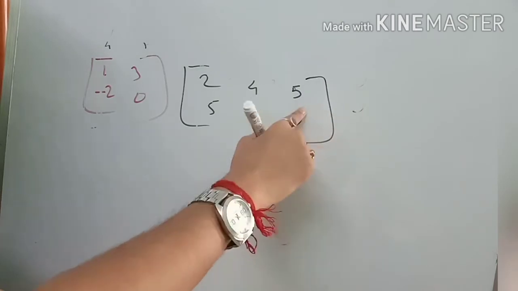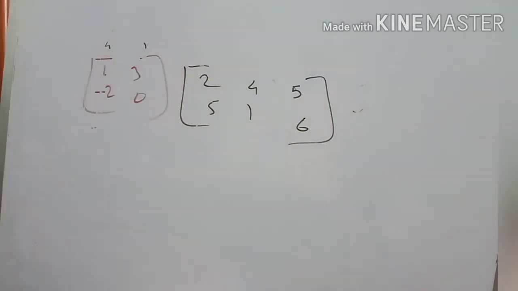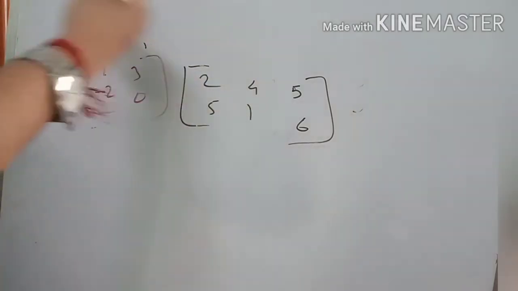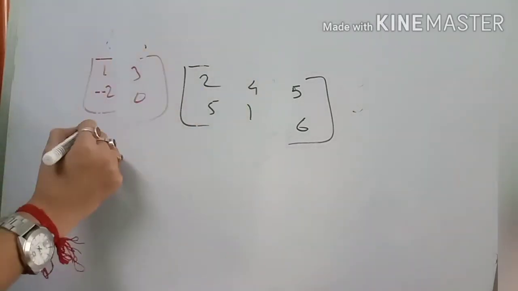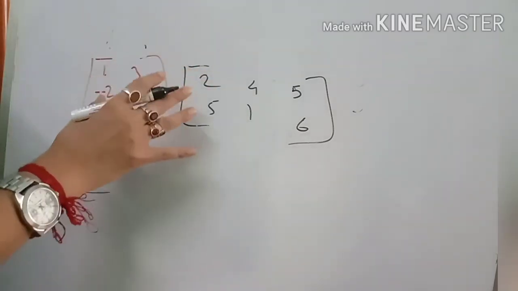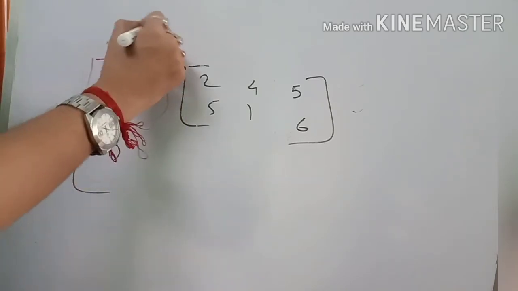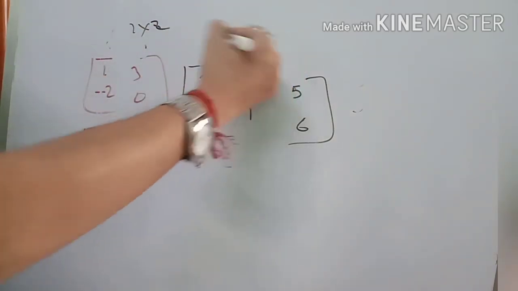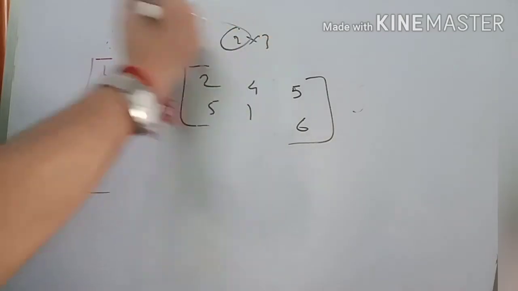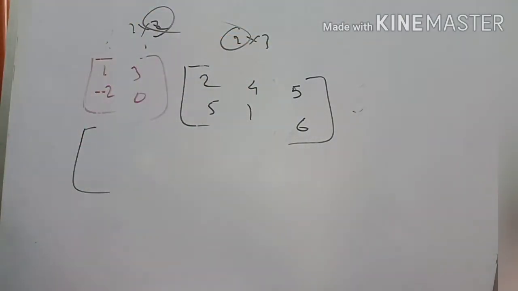Say 0. Okay, not 0. 6. Fine. 5 and 6. Let us proceed, similar way, similar thing. We're going to multiply. Why? Because first of all, is multiplication possible or not? Yes, possible. It is 2 cross 2 and this is 2 cross 3. Number of columns of this equals number of rows of this. Fine. So its column can multiply its row.